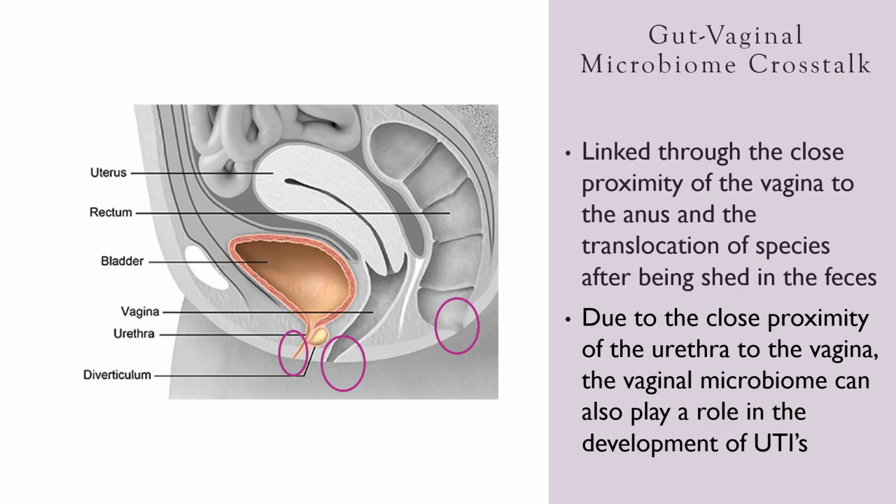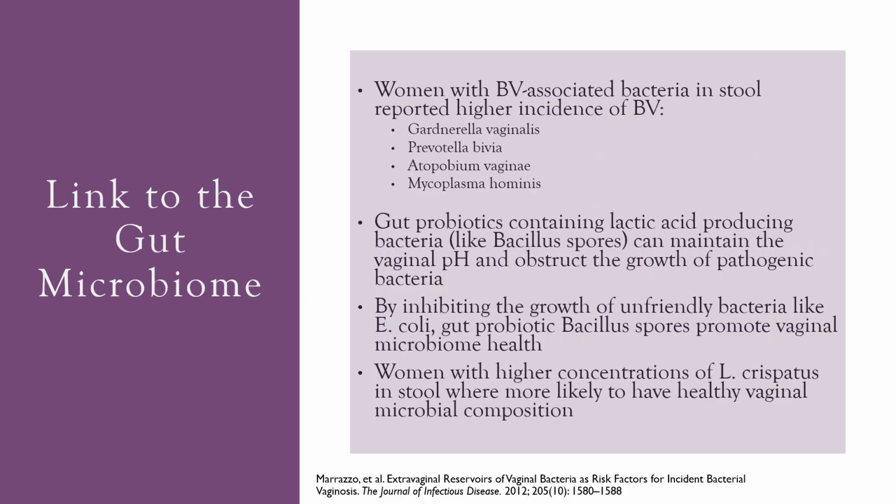The gut microbiome does play a role in the development and health of the vaginal microbiome, and that's due to the gut and vaginal microbiome crosstalk. Of course, this is partially due to the close proximity of the vagina to the anus, which allows translocation of certain species after being shed in feces. It's also due to the close proximity of the urethra to the vagina, and the vaginal microbiome can also play a role in the development of urinary tract infections. There is a connection between the gut microbiome and the vaginal microbiome.